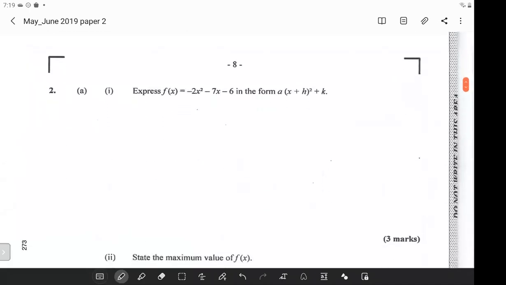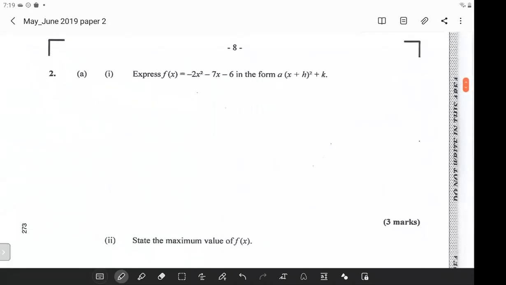Okay, so we are finished with number 1, and let's take a look at number 2. Express f of x equal to negative 2x squared minus 7x minus 6 in the form a into (x plus h) squared plus k.